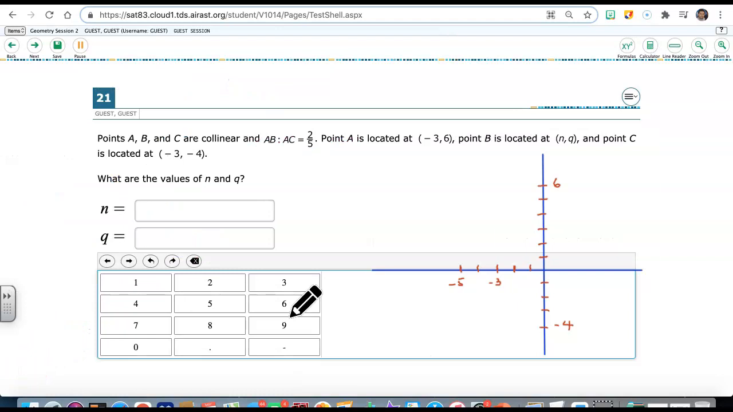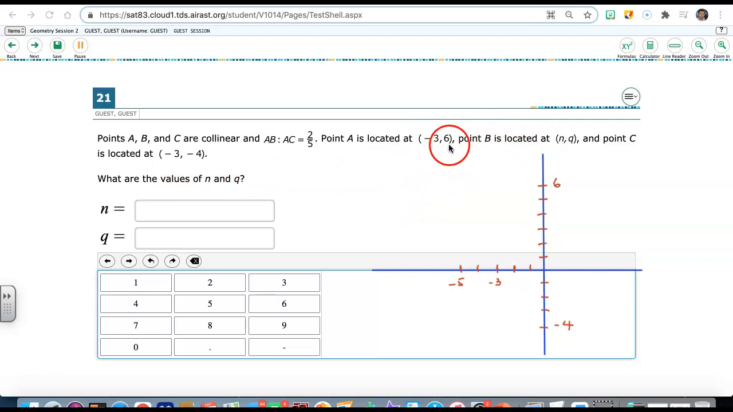So we have question 21. Points A, B, and C are collinear, and AB is to BC like 2 is to 5. Okay. Point A is located at -3, 6. Point B is located at N, Q, and C is located at -3, -4. What are the values of N and Q? So NQ is basically point B. So they're asking me for point B.